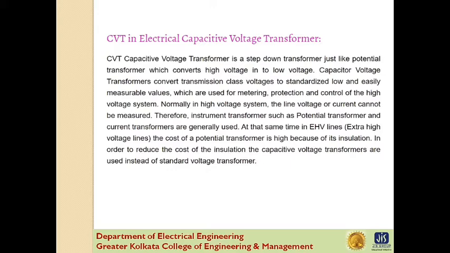Normally, in high voltage system, the line voltage or current cannot be measured directly. Therefore, instrument transformers such as PT and CT are generally used. At the same time, in EHV lines, the cost of PT is high because of its insulation. In order to reduce the cost of insulation, the capacitive voltage transformers are used instead of standard potential transformers.